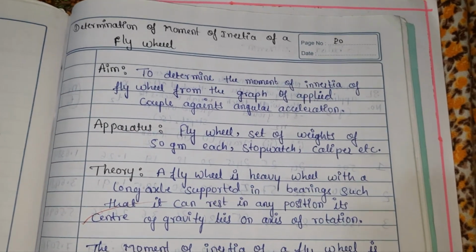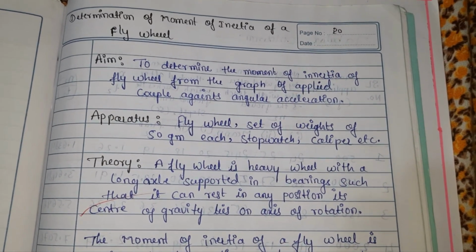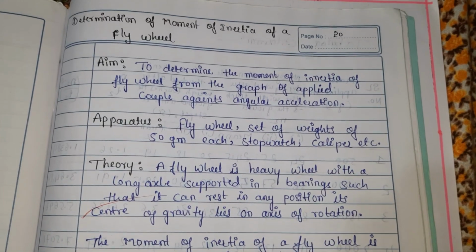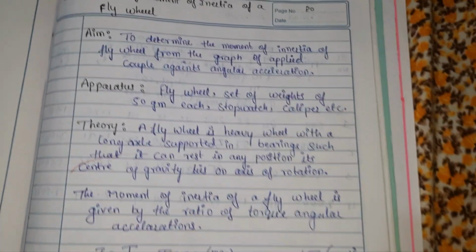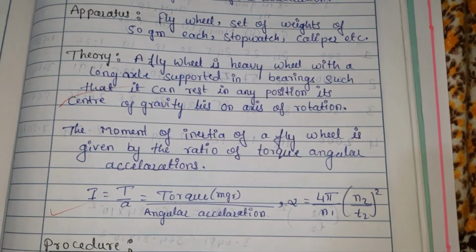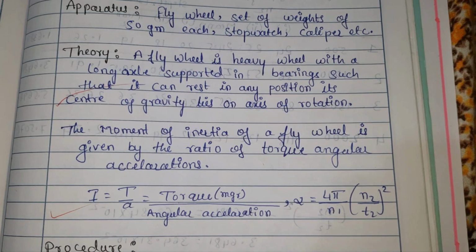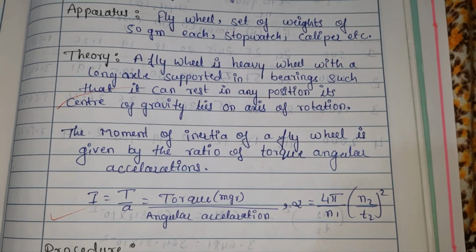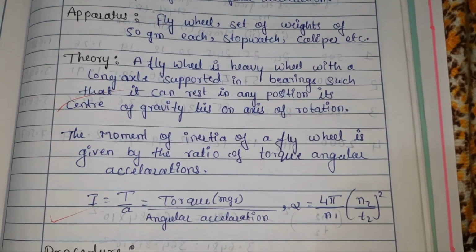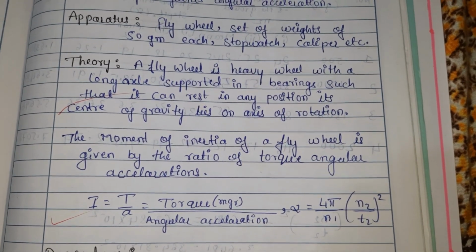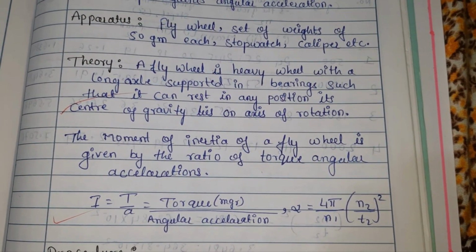So the apparatus required here are a flywheel, a set of weights of 50 gram each, a stopwatch and a vernier caliper. So first we need to understand the flywheel theory. A flywheel is a heavy wheel with a long axle supported in bearings such that it can rest in any position. Its center of gravity lies on the axis of rotation.